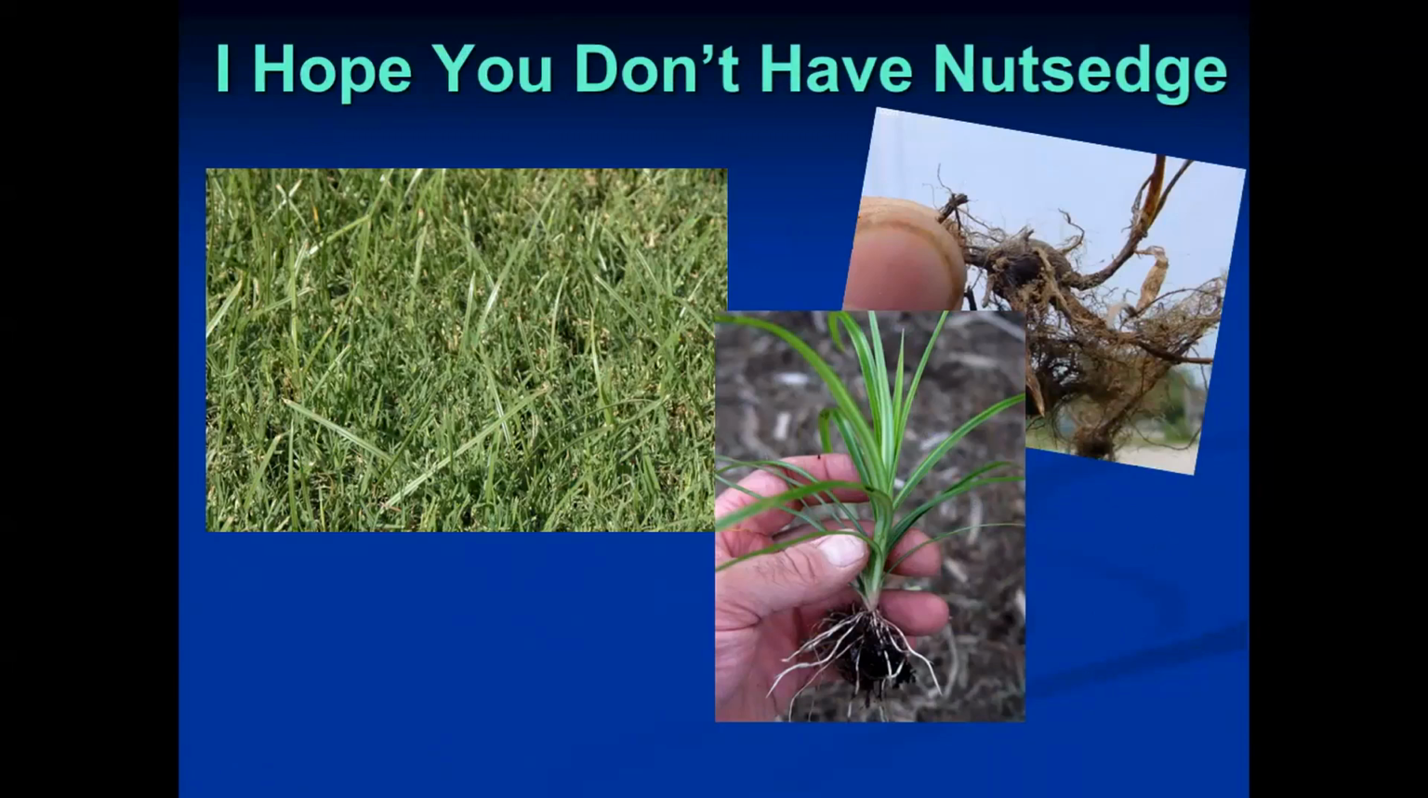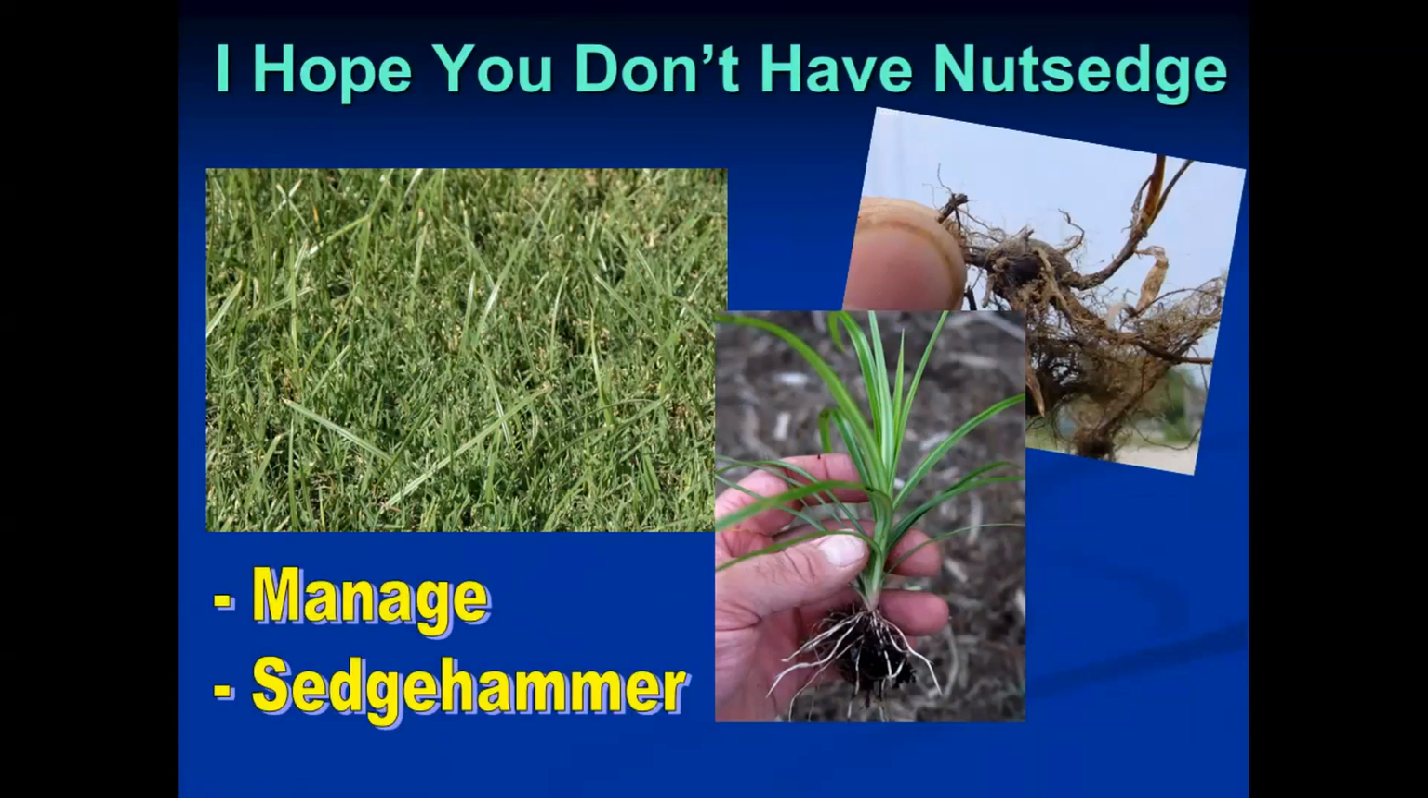You can pull the plant itself, but it leaves these tubers underground, and then they just sprout and produce more plants. So if you're going to apply any of the glyphosate products, and if you have nutsedge, or sometimes they call it nutgrass, you can add Manage or Sedge Hammer to your glyphosate mixture and then spray the lawn at the same time.